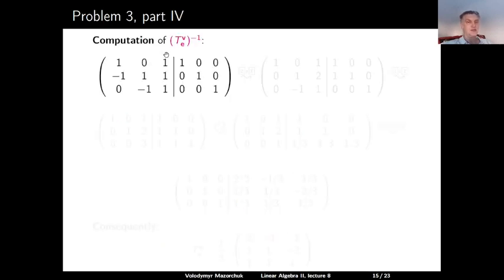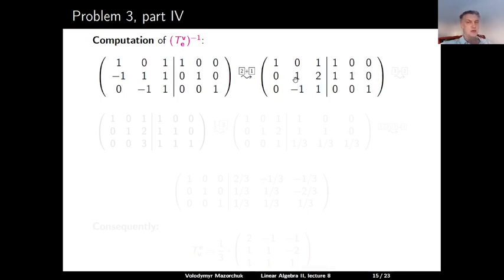So here is the computation. We write our matrix as the left-hand side, then the vertical line, and then the identity matrix on the right. And we use Gauss elimination to reduce this matrix to the form when we have the identity matrix on the left-hand side. So we have here 1. We can use it to kill this minus 1. So we add row 1 to row 2. Rows 1 and 3 remain the same, and row 2 becomes minus 1 plus 1 is 0, 1 plus 0 is 1, 1 plus 1 is 2, 0 plus 1 is 1, 1 plus 0 is 1, 0 plus 0 is 0.